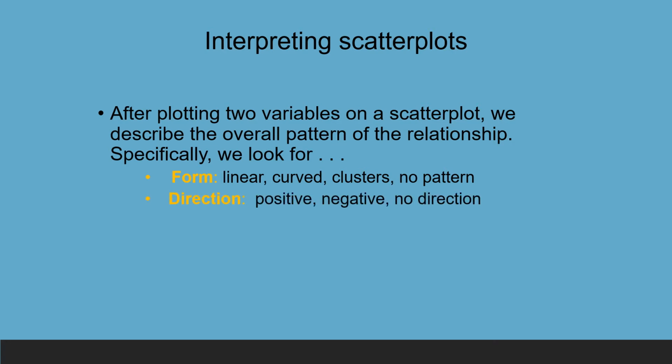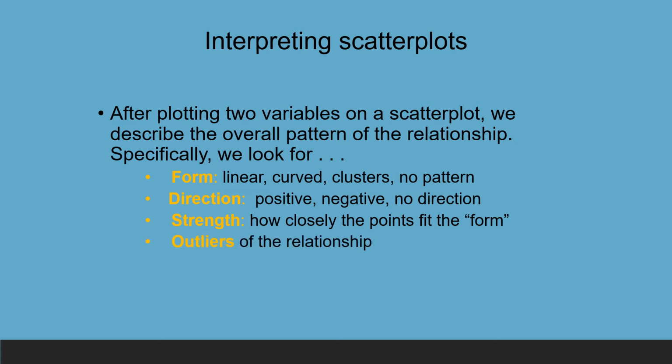We can also see the direction of it. When I say direction, it all depends on the slope, whether it has a positive slope or a negative slope. If it has a positive slope, it will have a positive direction. If it has a negative slope, it will have a negative direction. We can also talk about the strength. That is, we can see how closely these points are connected to a line. And also we can check whether there is an outlier for this data. If there is an outlier, then there is no strong relationship.